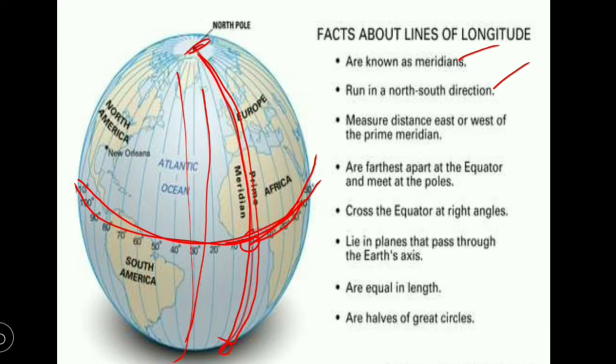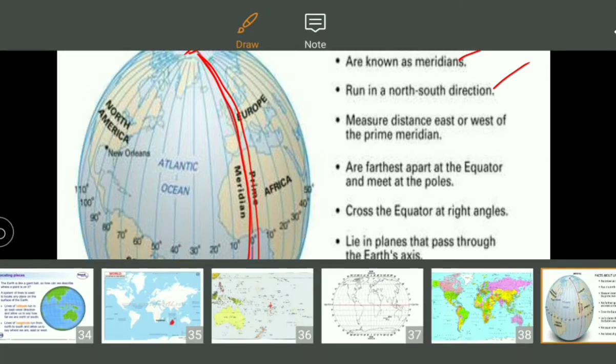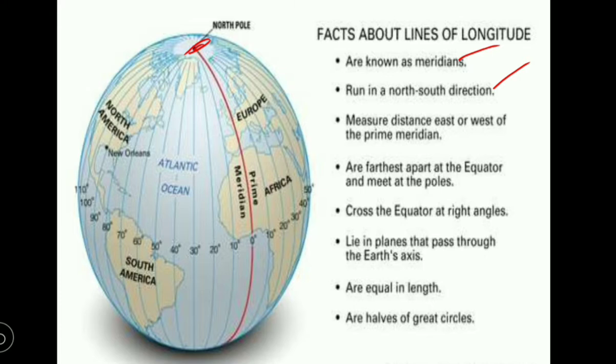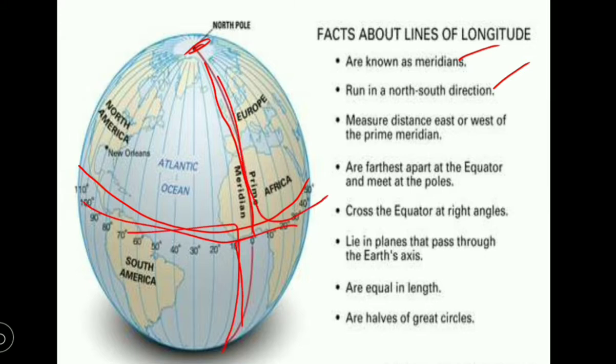Just observe. Wait for a few minutes, dear students. And next we go to how they cross the equator at right angles. First of all, this is the equator. From the equator up to the prime meridian, the prime meridian cuts the equator. It creates right angle triangles. Just observe the downside also, it cuts the triangles.